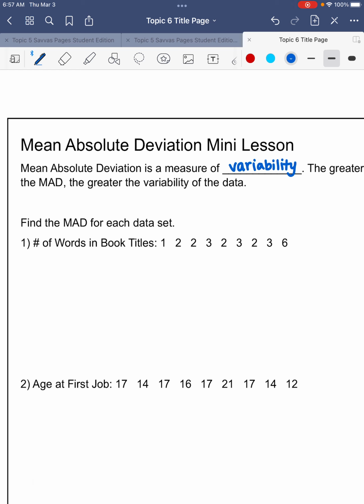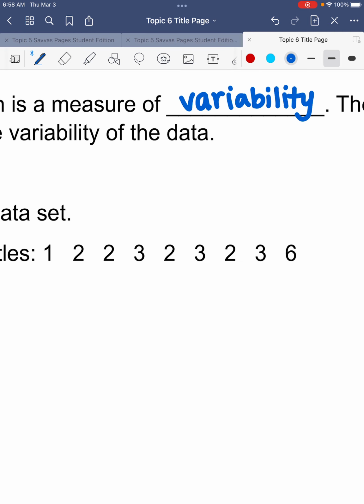Our directions say find the MAD, the mean absolute deviation, of each data set. So for number 1, we've got the number of words in book titles. Our first step is to find the mean of the data. That means I need to add up all of these numbers here and divide by the total number of terms.